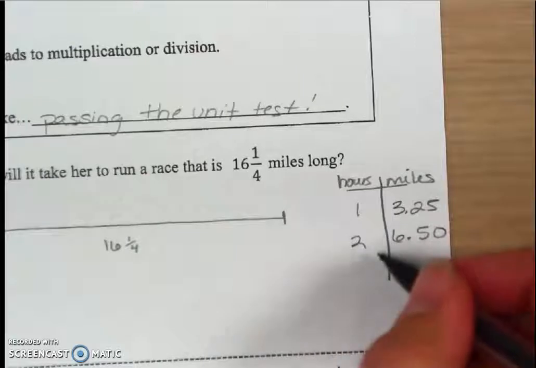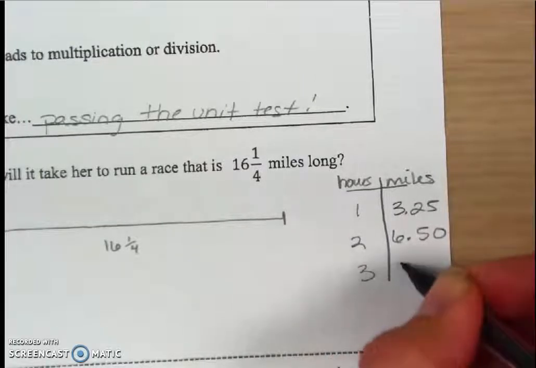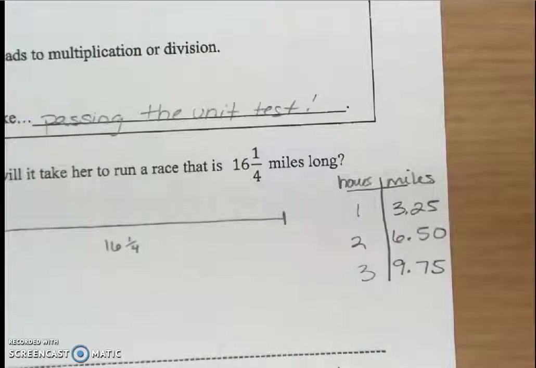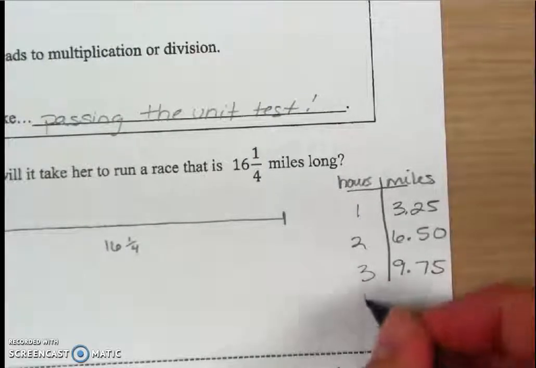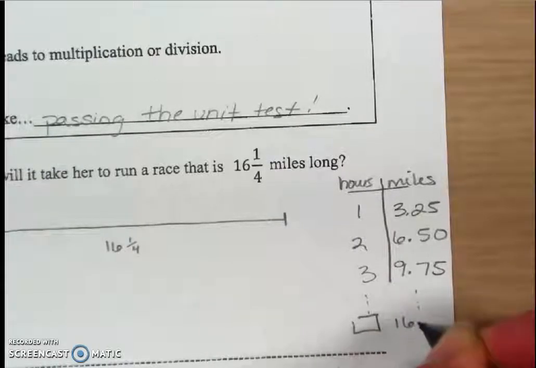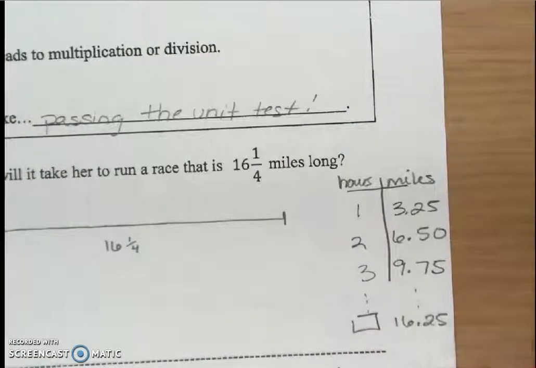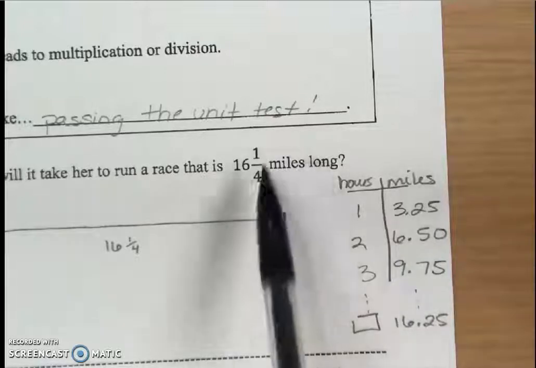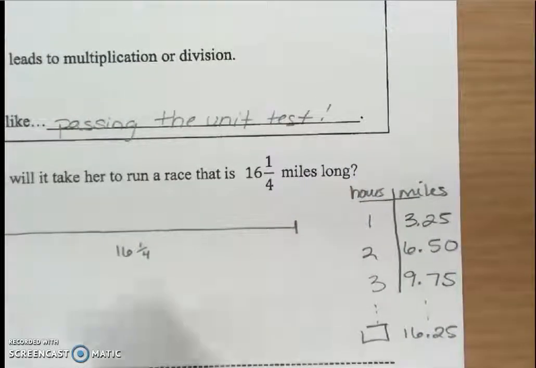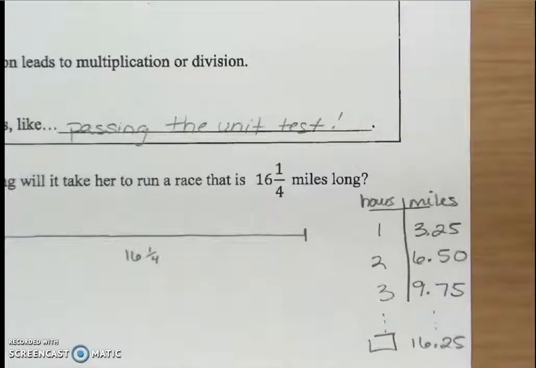In 3 hours, we would be able to figure out she'd run 9.75 miles. So if we kept this going, how many hours would it take her to go 16.25 miles? 16.25 miles, that's the same as 16 1/4. So we want to figure that out. So what are we going to do with these numbers? Well, this is one way.